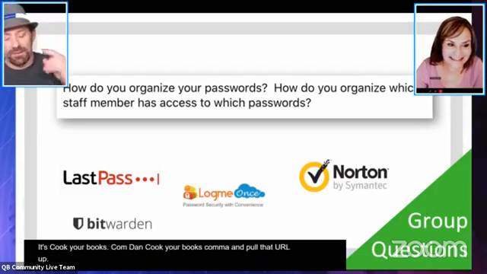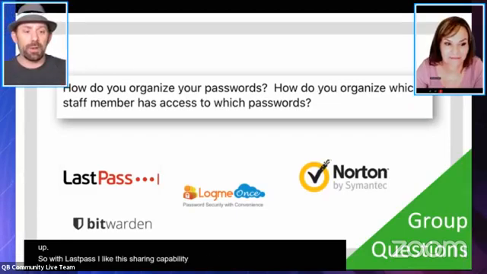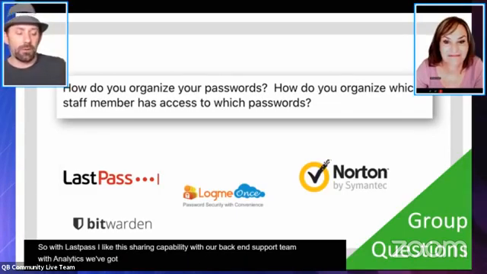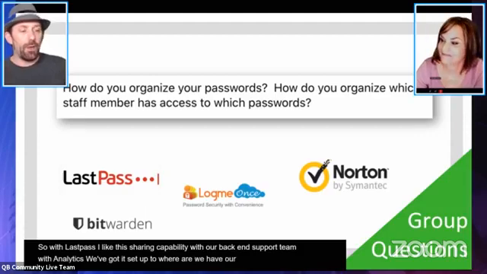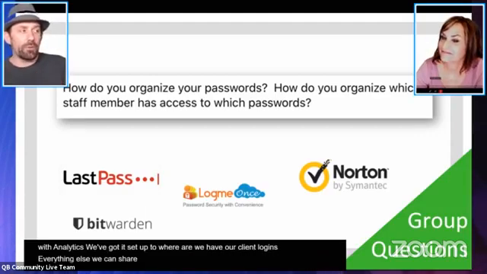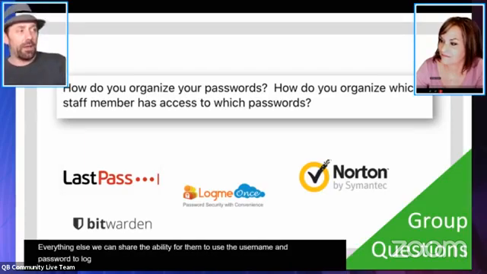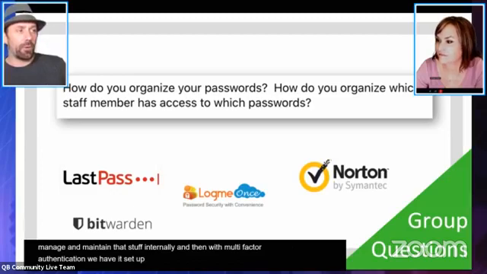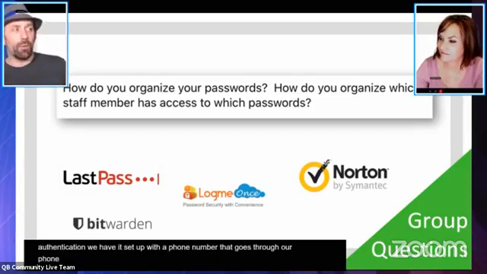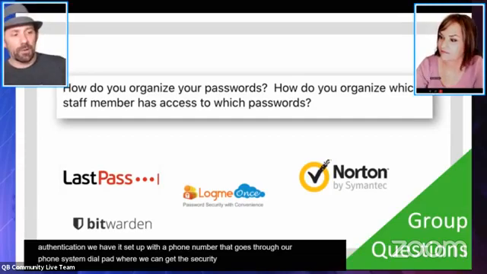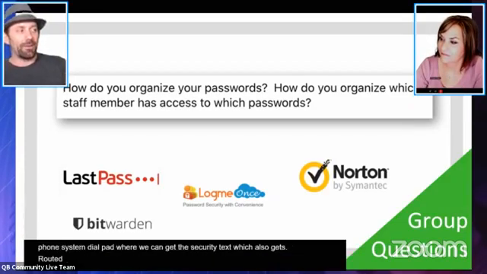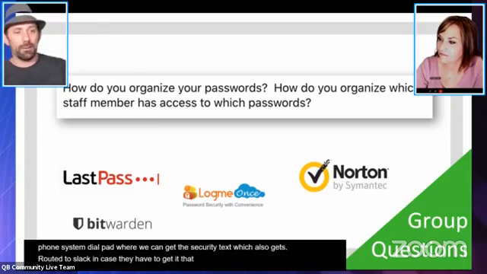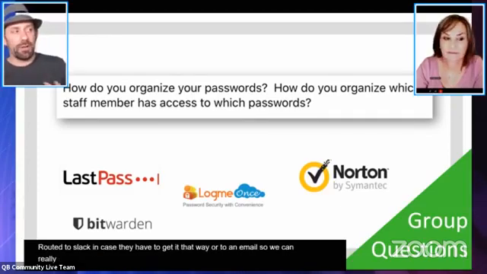With LastPass, I like the sharing capability with our backend support team with analytics. We've got it set up where we have our client logins and everything else. We can share the ability for them to use the username and password to log into a bank, but they don't get to see the password. Then we manage and maintain that internally. And with multi-factor authentication, we have it set up with a phone number that goes through our phone system dial pad, where we get the security text, which also gets routed to Slack in case they have to get it that way, or to an email. So we can really control all of that information.